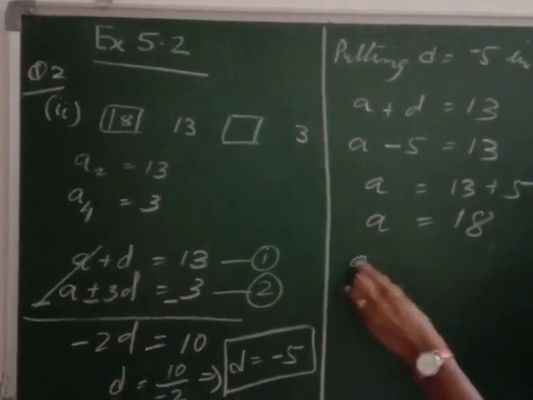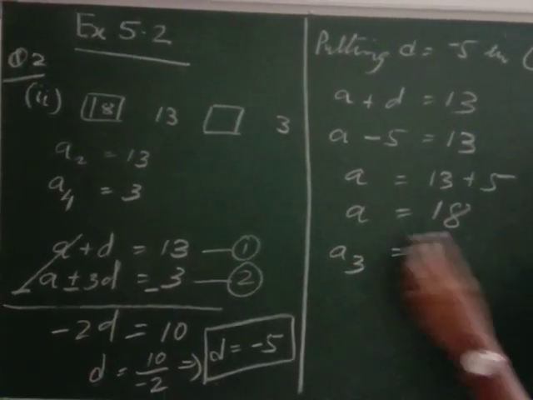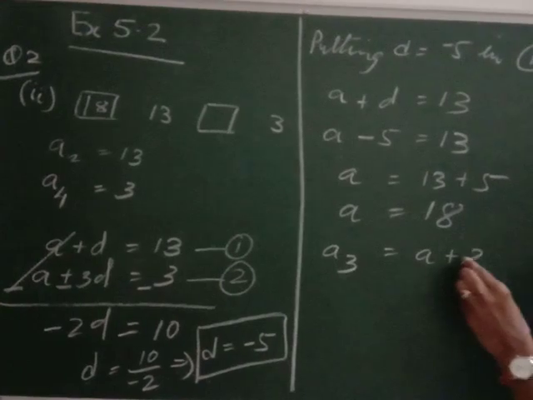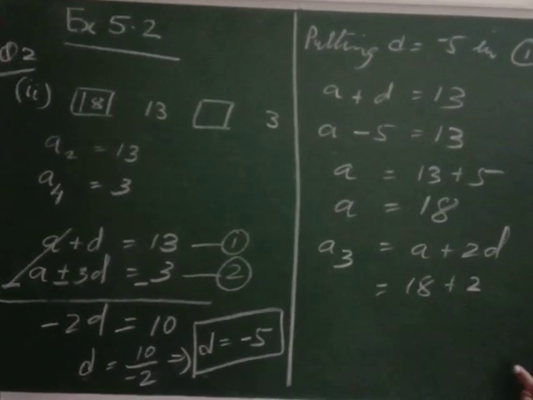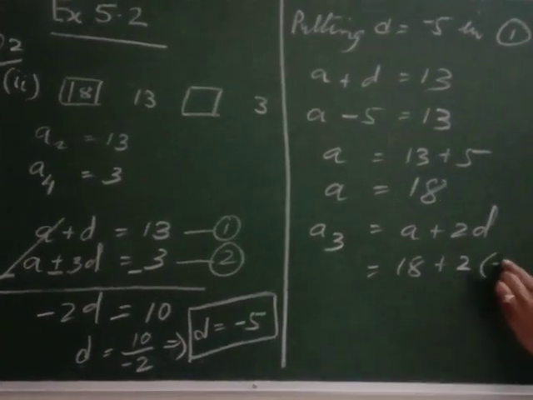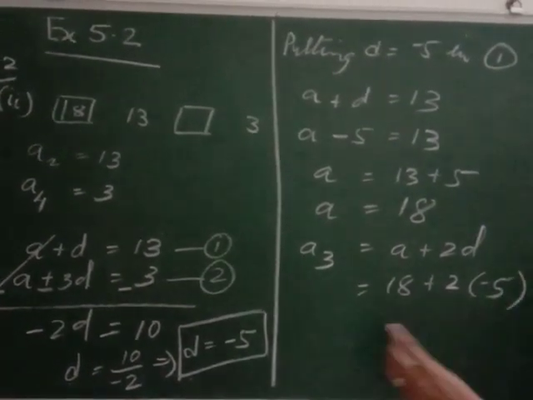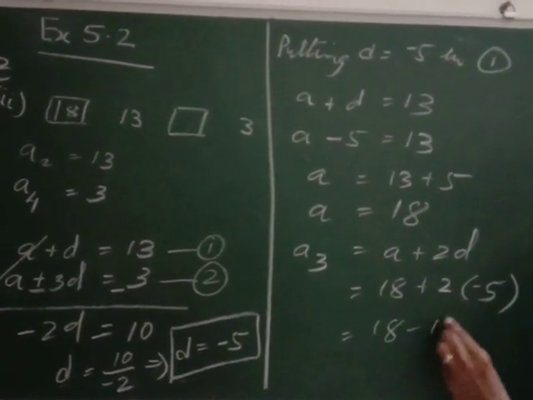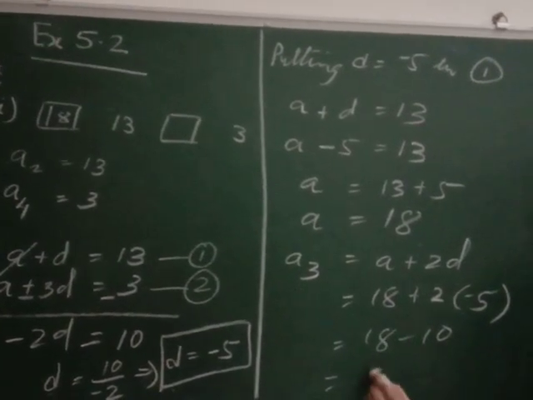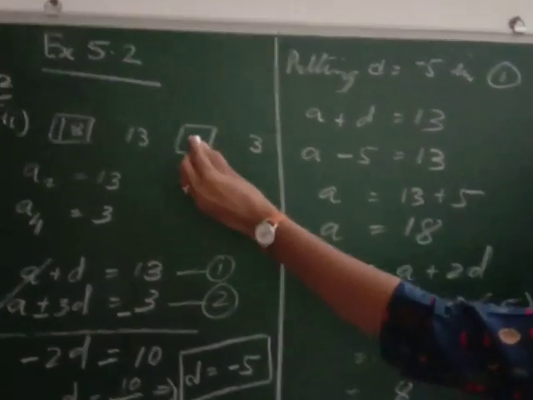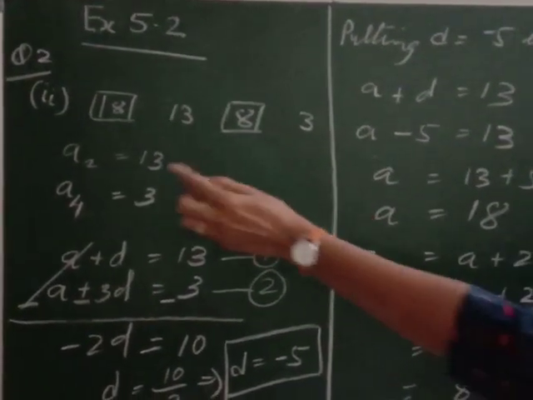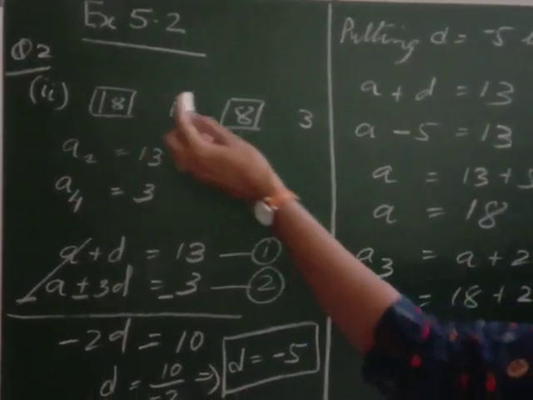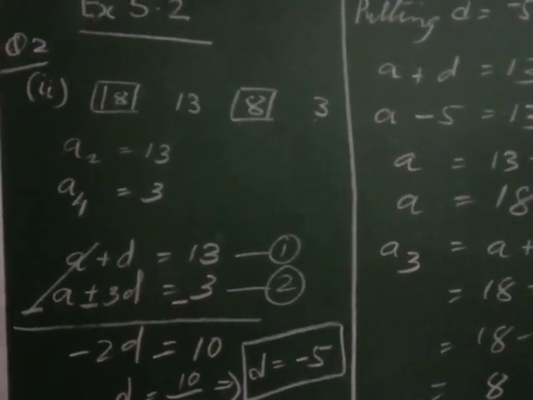Okay, now I want to find the third term. What is A3? A plus 2D. A is 18 plus 2. What is the value of D? Minus 5. So 18 minus 10. So the answer is 8. So in this box there will be 8. So my AP is 18, 13, 8, 3 like this.